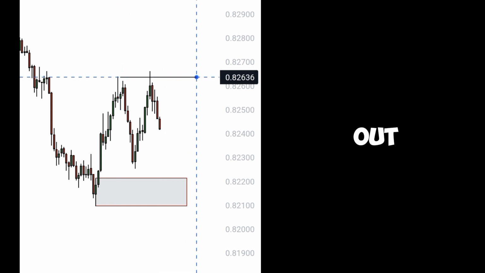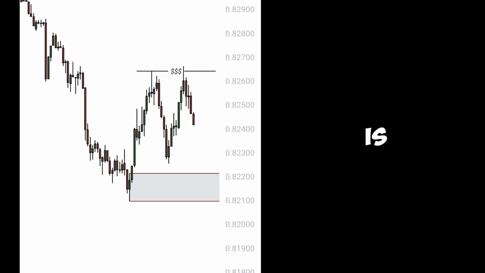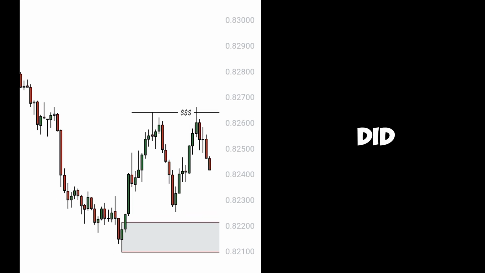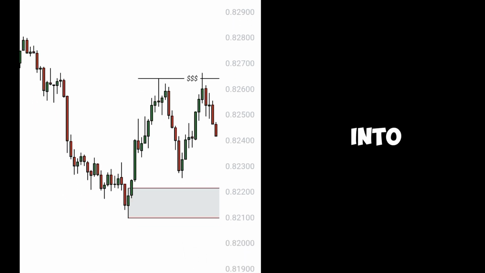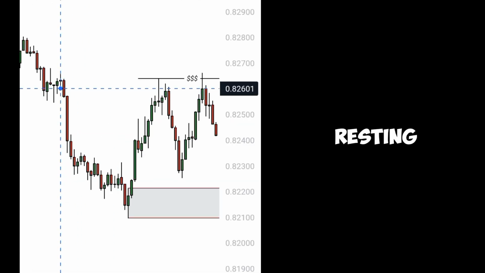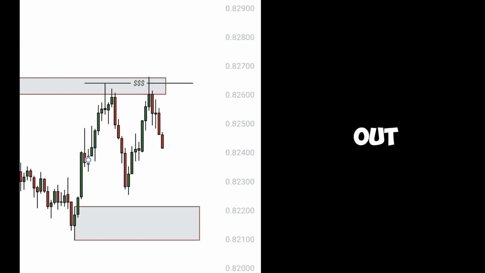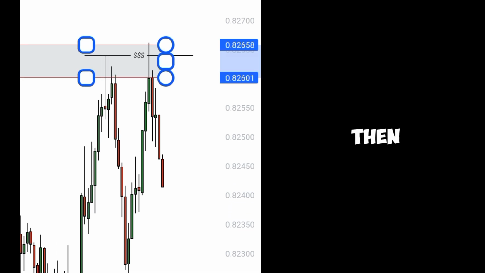All right. We have taken out a high, which is of course liquidity. But liquidity is not just taken out anyhow. There's a reason why liquidity is taken out. Where did that liquidity go into? So we can see a fair value gap right there with an order block resting exactly right there. So we took out liquidity inside the order block and then we are pushing downwards.